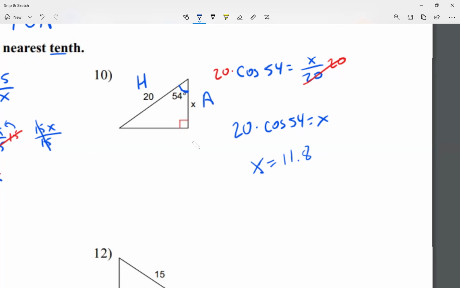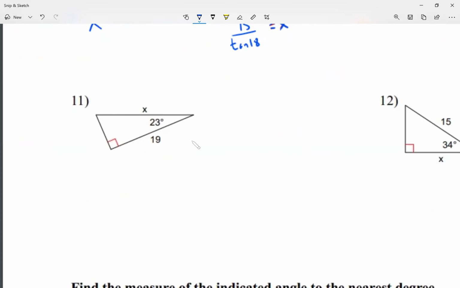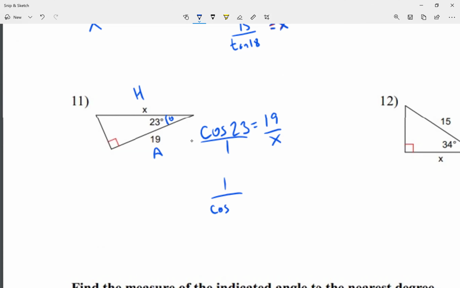All right, that's not bad. Let's take a look at number 11. Let me label my sides. I have the hypotenuse, and based on theta, I have the adjacent. So adjacent and hypotenuse again, that gives me cosine. So I'm just going to write cosine of 23 is equal to 19 over x. Oh, my x is at the bottom. Remember a trick? When x is at the bottom, we make two fractions and then we flip the fractions. 1 over cosine of 23 is equal to x over 19.